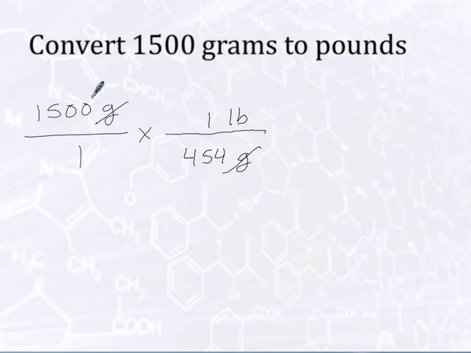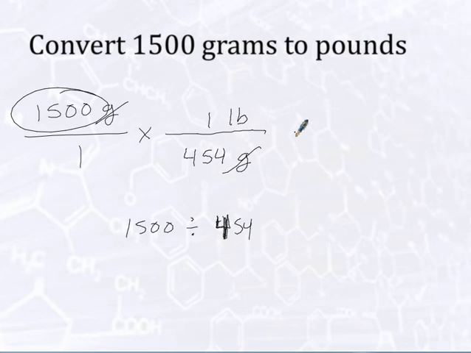And now I plug in 1,500. It's 1 on top, so I ignore the 1. 454 is on the bottom, so I'm going to divide by it. So I take 1,500 divided by 454. I think you get the gist of things. And when I get my answer, I get 3.3 pounds.